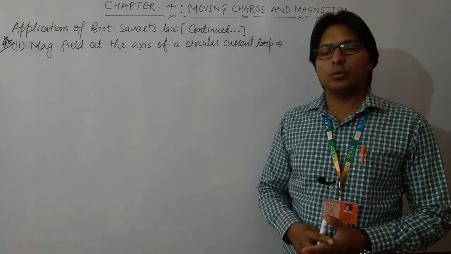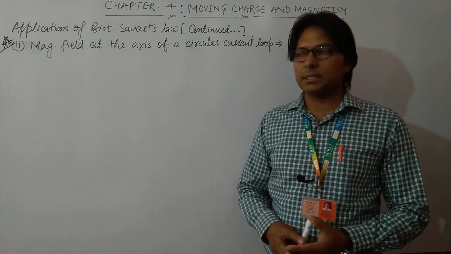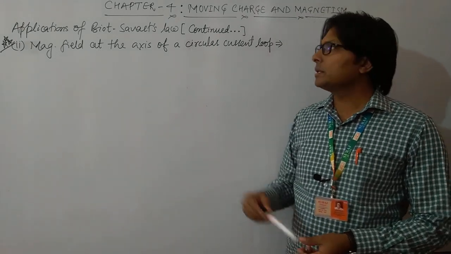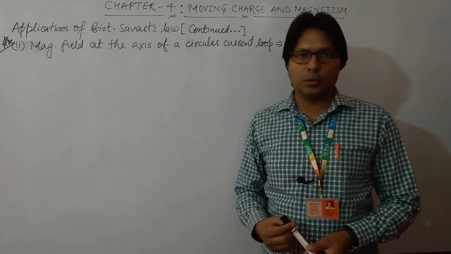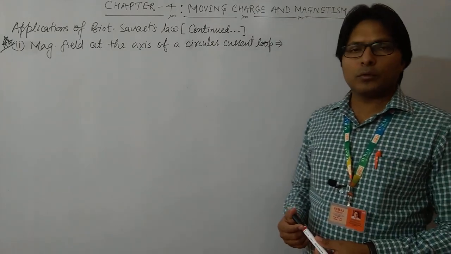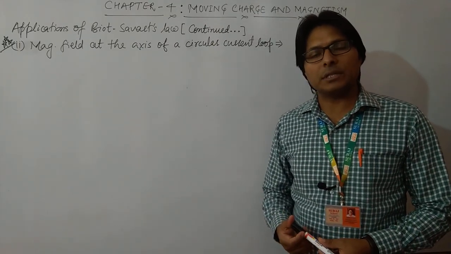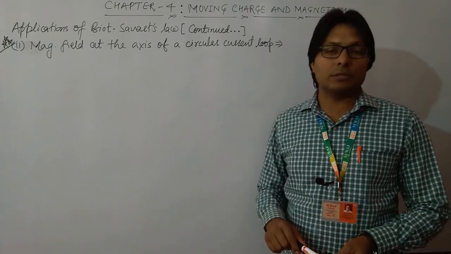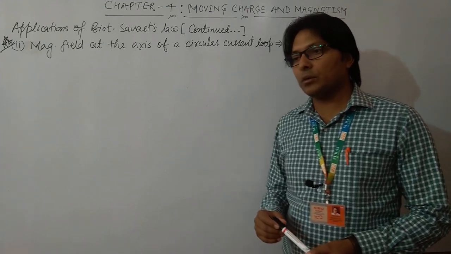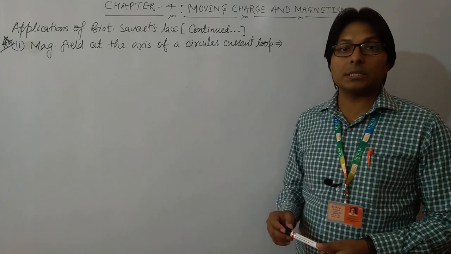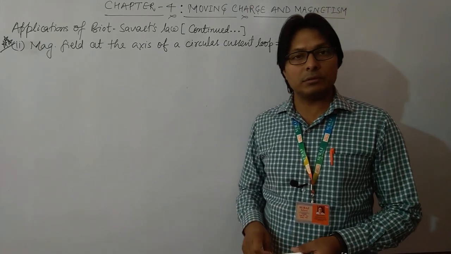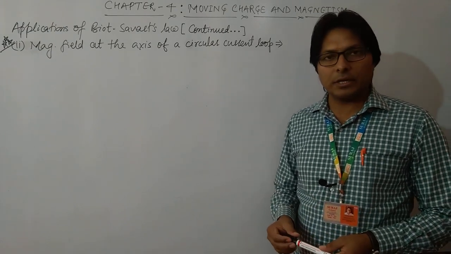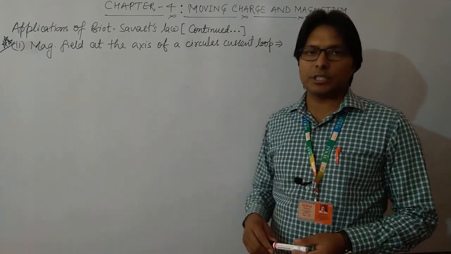Our today's topic for discussion is to find the magnetic field at the axis of a circular current loop. You can recall from our last video that we started with Biot-Savart's law and the applications of Biot-Savart's law. In that video, we discussed the very first application, which was to derive the formula of magnetic field at the center of a circular loop.